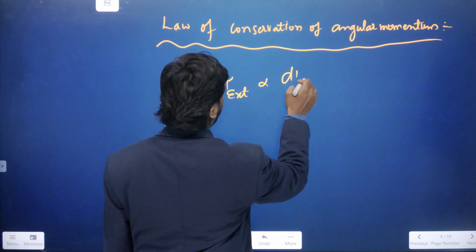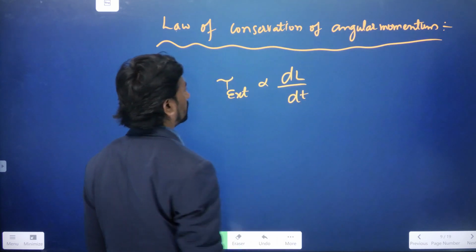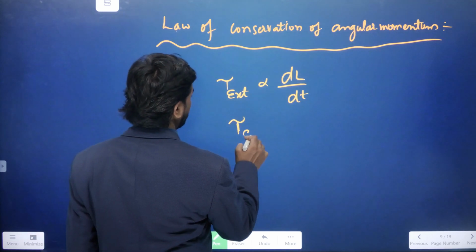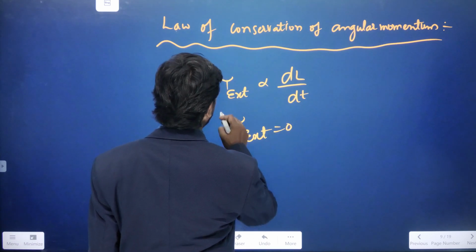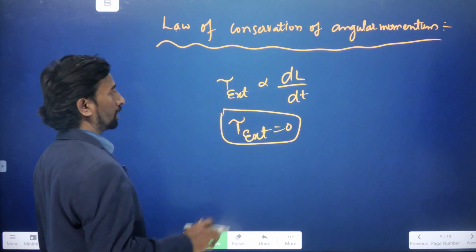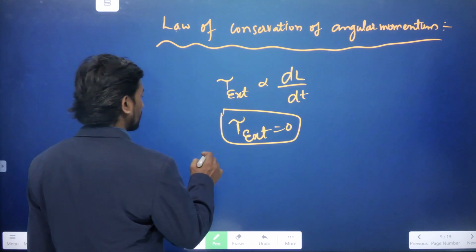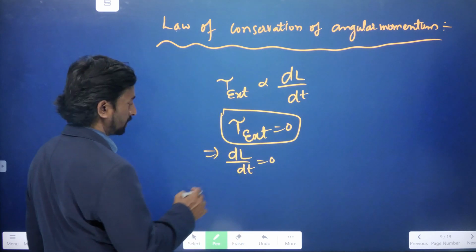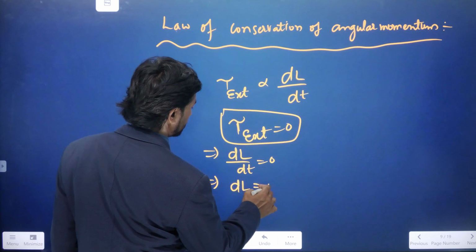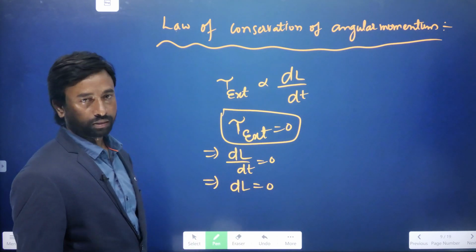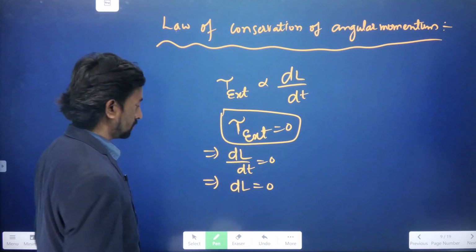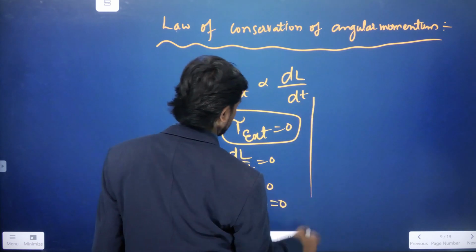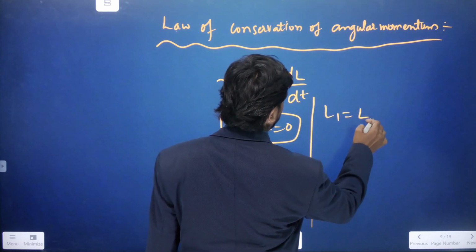So we can write dL by dt. Now if this external torque is 0, if no torque is acting on the body, then dL by dt will become 0. That means dL is 0. dL means differential angular momentum, so the change in angular momentum will be 0. That means L2 minus L1 is 0. From this we get L1 is equal to L2.